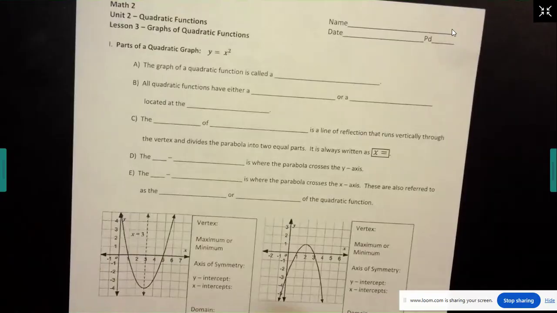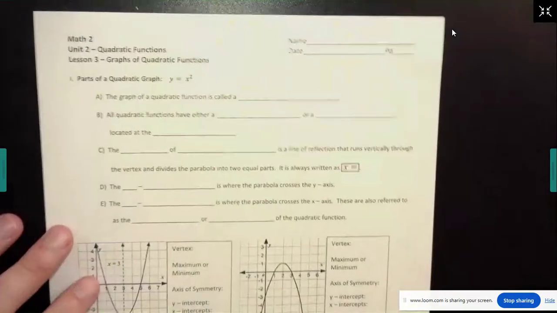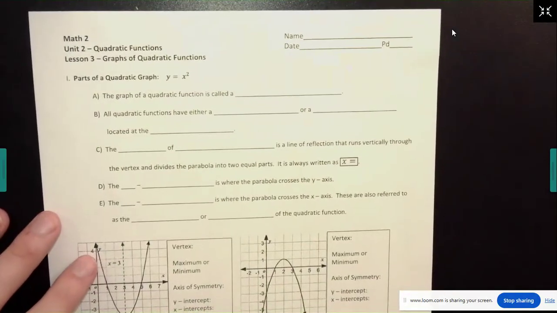All right, guys, lesson 3, let's do it. Okay, so we're talking about parts of a quadratic graph. So just a little bit of review.